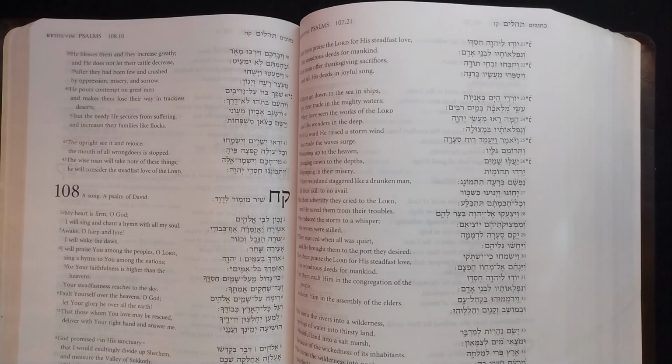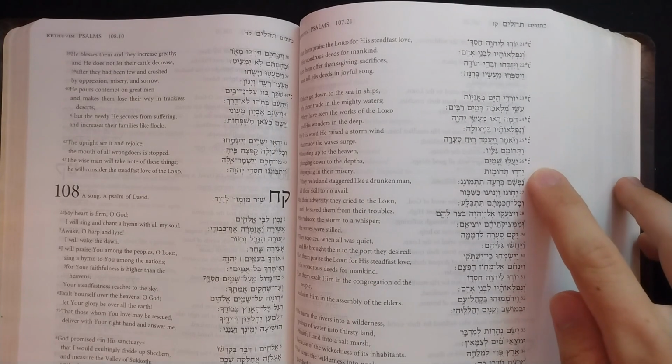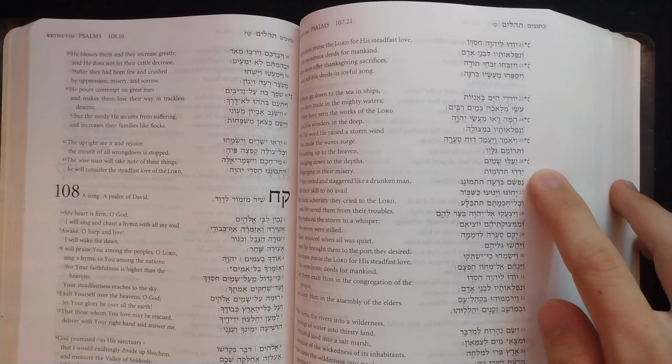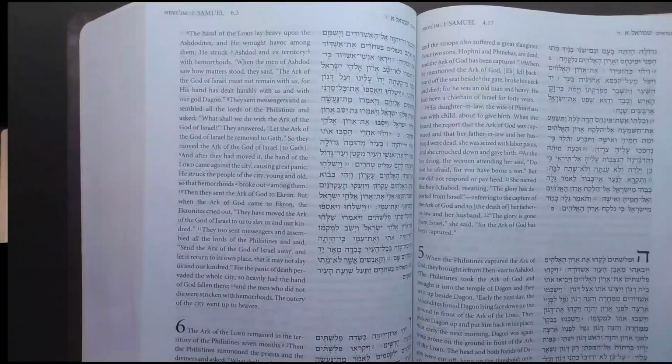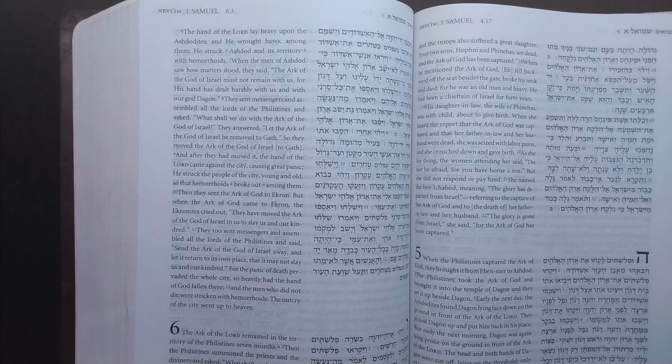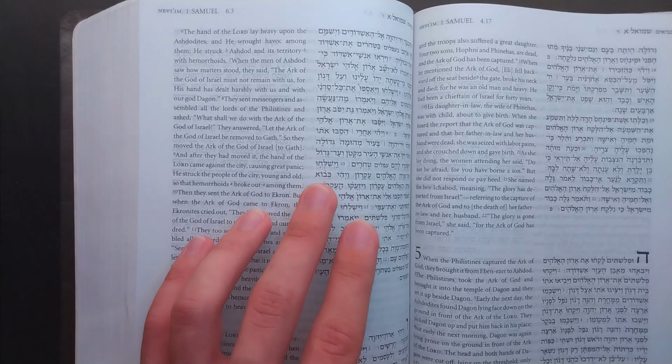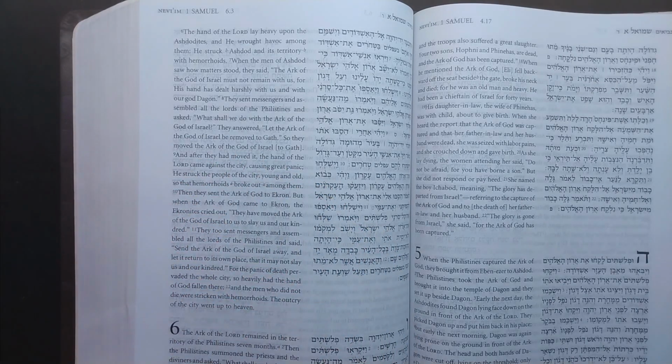One more feature I'll point out are the inverted nuns that appear 9 times in the Bible, twice in Numbers 10 and 7 times in Psalm 107. Lastly, let's look at how this Bible shows the Kereh and Ketiv readings of the Hebrew text. These are 2 alternate readings given for many words in the Bible.